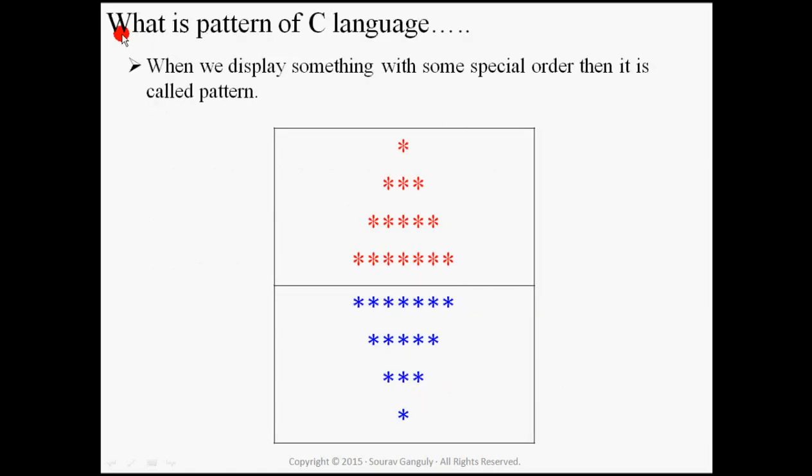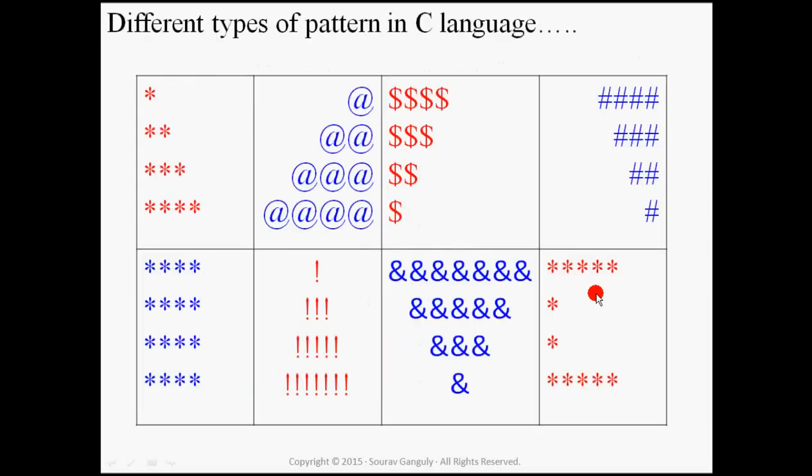Now come to the first point, what is a pattern in C language. When we display something in some special order, it is called a pattern. That means this is a pattern, this is another pattern in C language. These are different types of patterns in C language. This is a pattern, this is another pattern, and all are patterns.